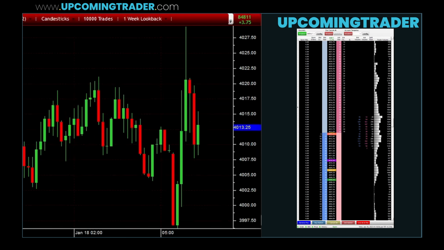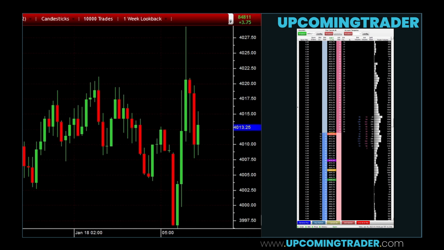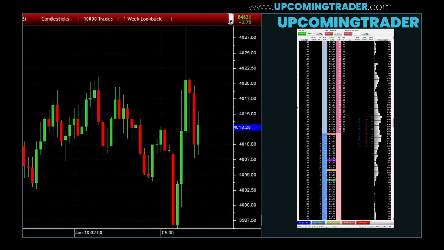Then we have something called the value area. This is the range where about 70% of the trading volume occurred. Think of it like the sweet spot of trading activity, where most people agreed on what the fair price should be. Inside the value area, you will see high volume nodes, which are spots with a lot of trading activity.